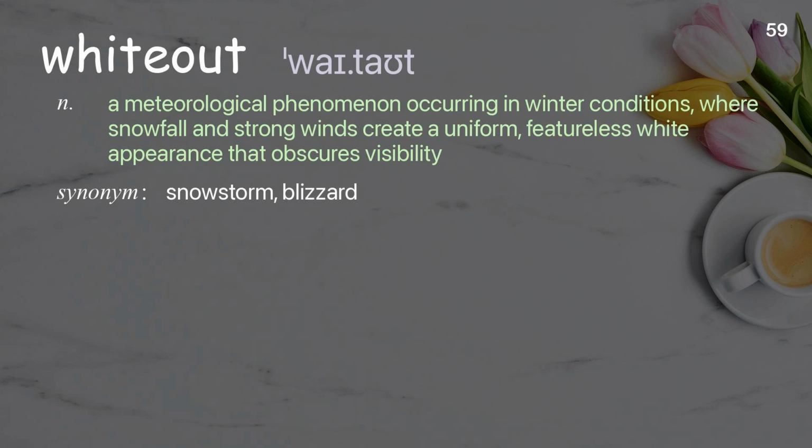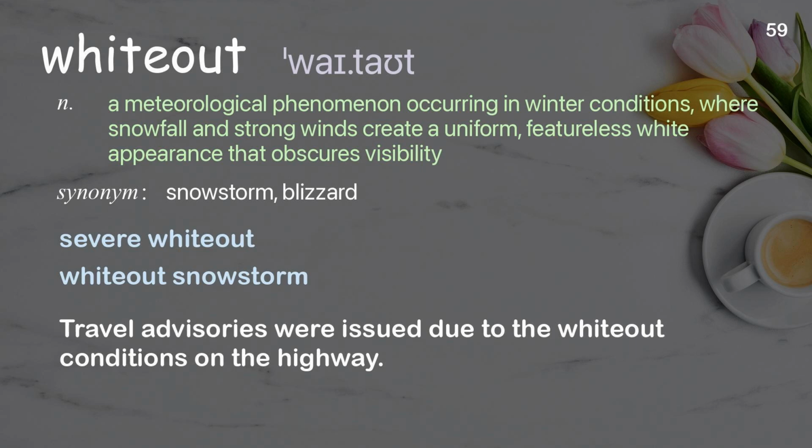Whiteout. A meteorological phenomenon occurring in winter conditions, where snowfall and strong winds create a uniform, featureless white appearance that obscures visibility. Examples: Severe whiteout. Whiteout snowstorm. Travel advisories were issued due to the whiteout conditions on the highway.